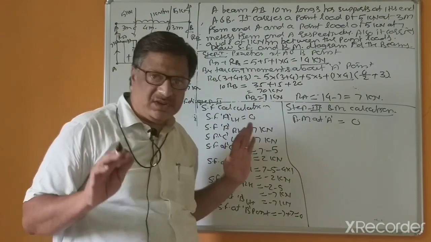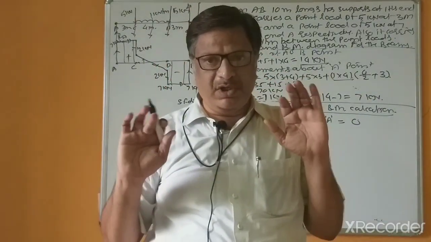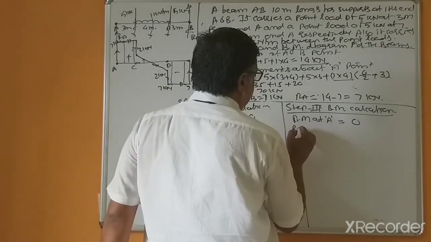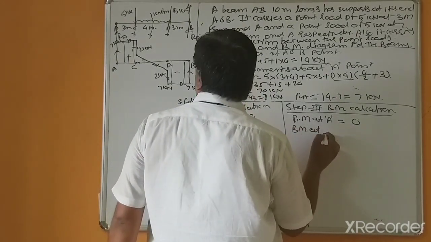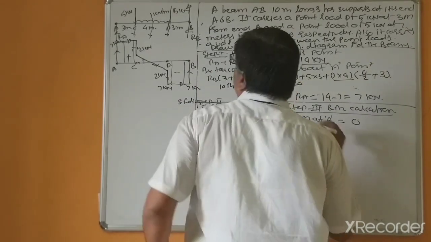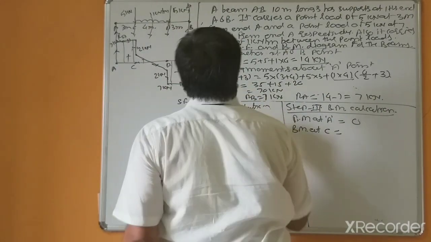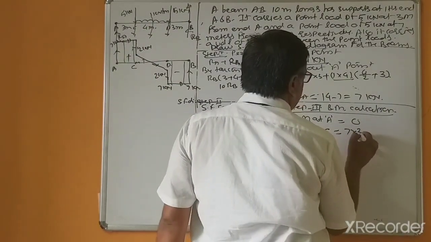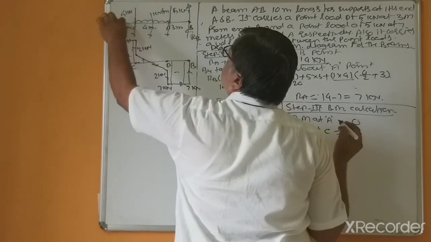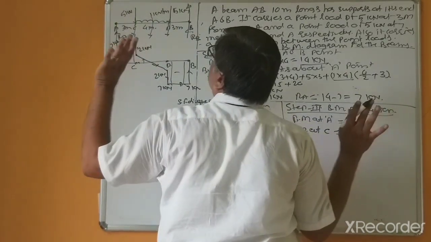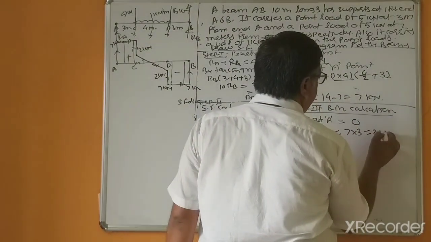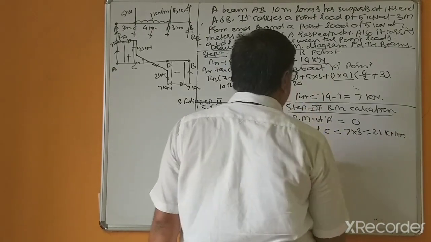Now bending moment calculation. Bending moment at A point, because for simply supported beams the bending moment at the end point A is equal to 0. Next, bending moment at C point equals clockwise moment 7 multiplied by distance 3, because as per our assumptions clockwise moment is positive, and there is no other force, so that's why this is equal to 21 kilonewton meter.